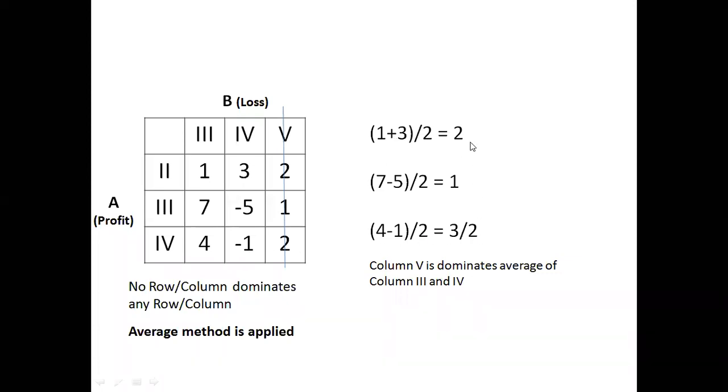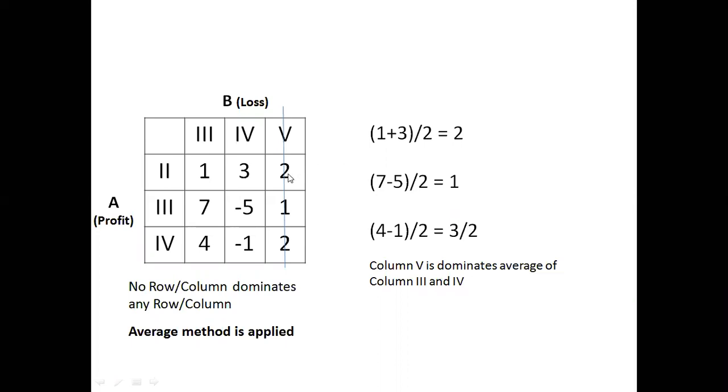Now if you consider this as the average column of 3 and 4, this 2, 1, 3 by 2, if you consider this, 2 is less than or equal to 2, correct, 1 is less than or equal to 2, and this 3 by 2 is less than or equal to 2. That means this average column is dominating this column 5, is it? Average of 3 and 4 is dominating this column 5. So column 5 is eliminated. So column 5 is giving you more loss as compared to the average of 3 and 4.